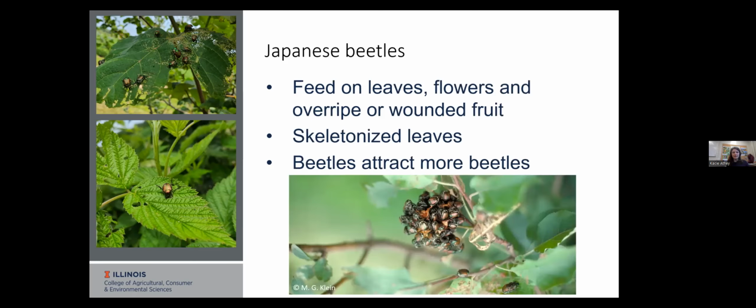And you can kind of see the picture there on the upper left. They tend to skeletonize leaves. They also feed on flowers. They feed on overripe or wounded fruit. And beetles attract more beetles to plants. And so they can be a huge problem. They, again, eat basically everything. So if you have them around, they're probably a pest on more than just your apples.